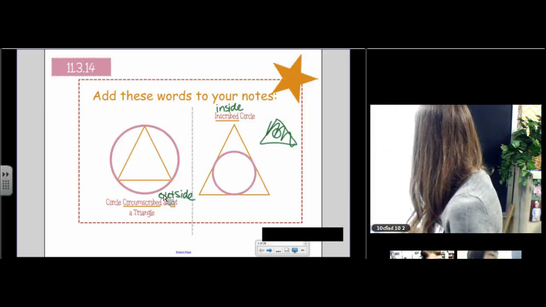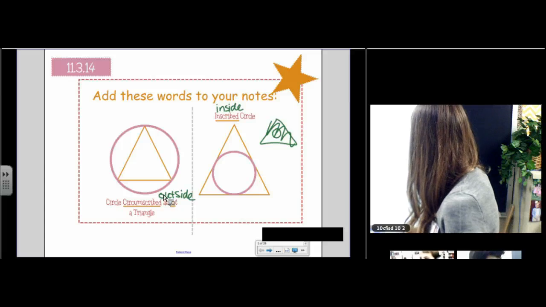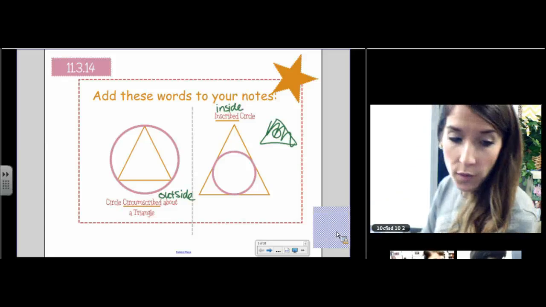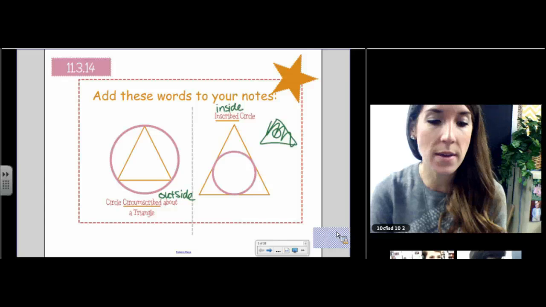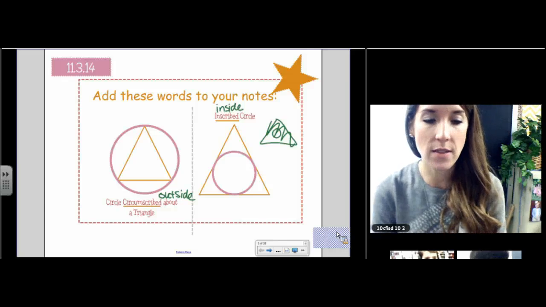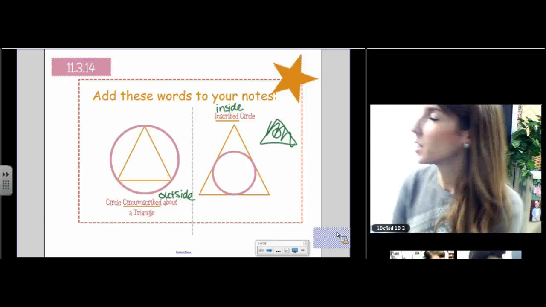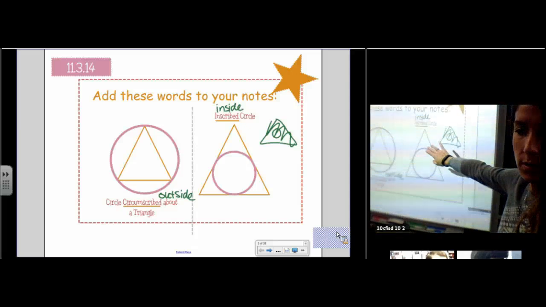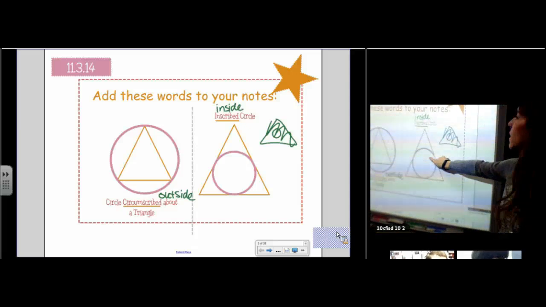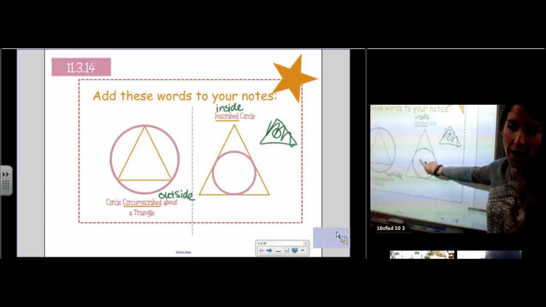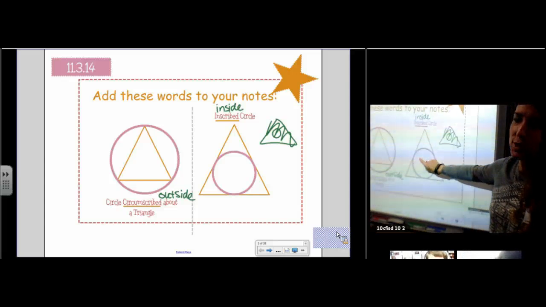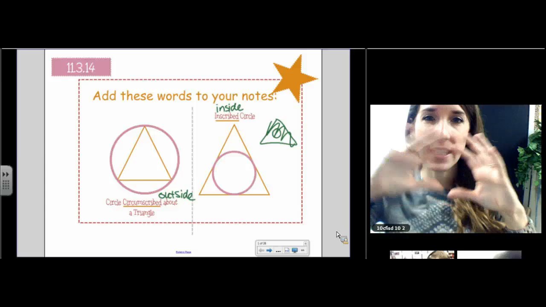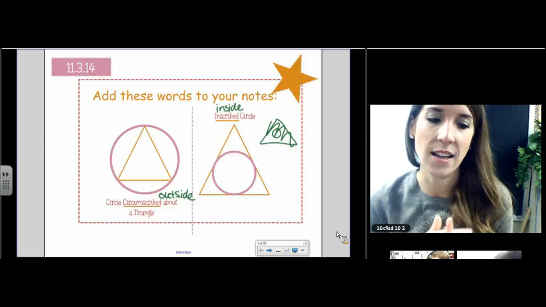Okay, so those are just words that we need as background for what we're doing today and tomorrow. So for today, yes, the triangle can be circumscribed about the circle. That would mean the triangle's outside the circle. So like for this one right here, the circle is inscribed in the triangle, and the triangle is circumscribed about the circle. So as long as you know that circumscribed means outside and inscribed means inside, then you'll be good to go.